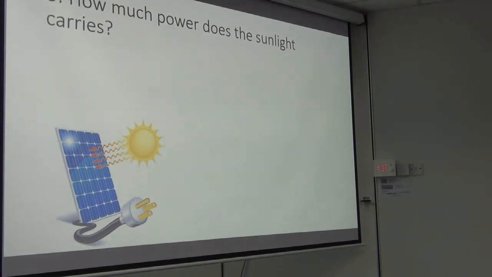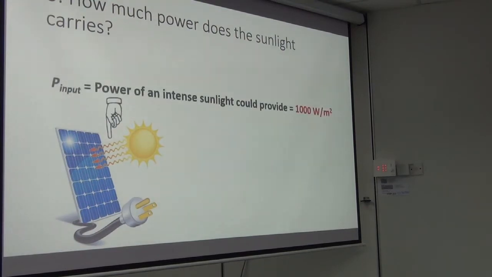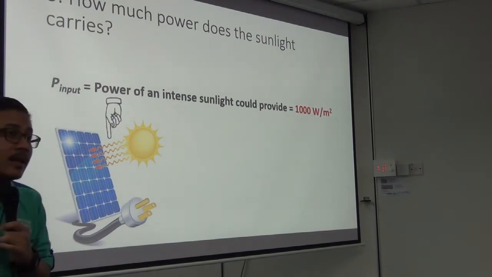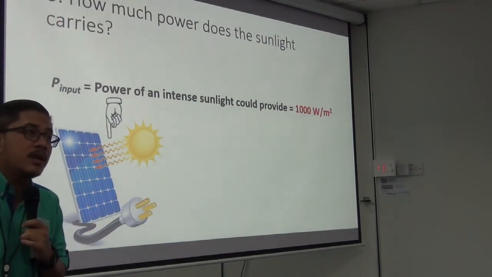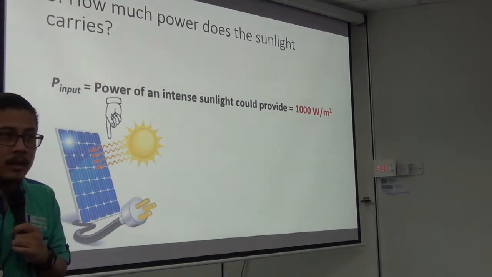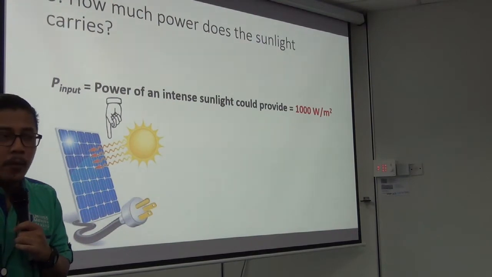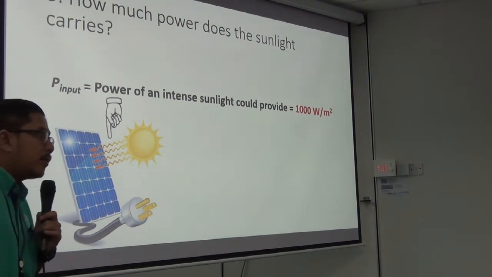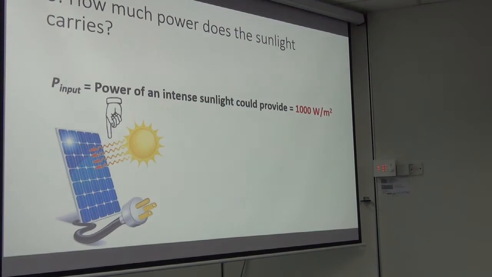So how much power does the sunlight carry? It is P input. The power of an intense sunlight is 1000 watt per meter square. This is the input that God has given to us. In Malaysia, on average we have 1000 watt per meter square during a bright day. What happens if the intensity becomes lower due to cloud? The power of input will be lowered. And if it is low enough, no electricity could be generated.